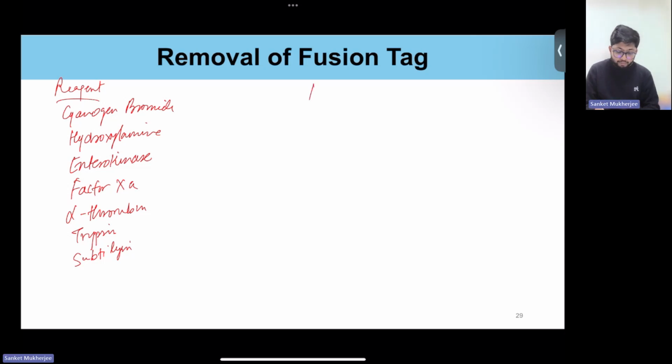There could be protease tags as well, which can be attached in between the tag and the target protein.